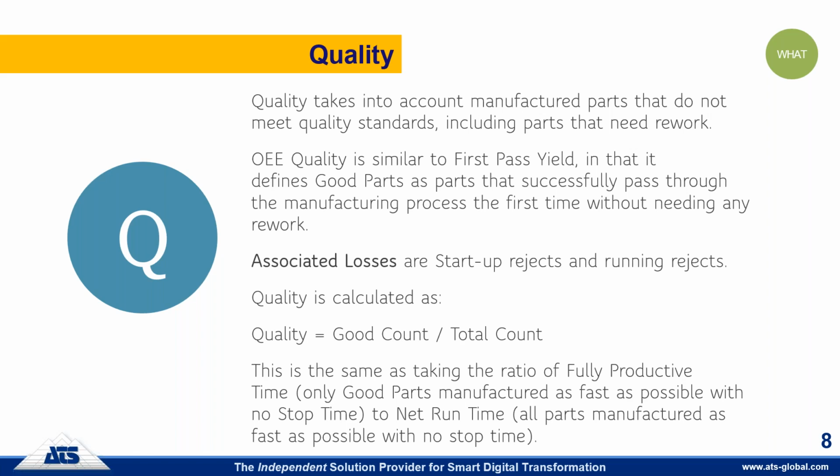Running defects are the other loss associated with quality. And we've got quality is good count divided by total count. This is the same as taking the ratio of fully productive time, only good parts manufactured as fast as possible with no stop time, to net runtime. So all parts manufactured as fast as possible with no stop time.